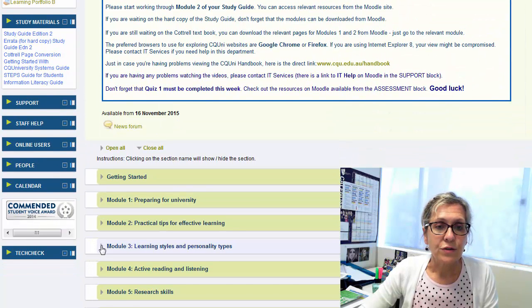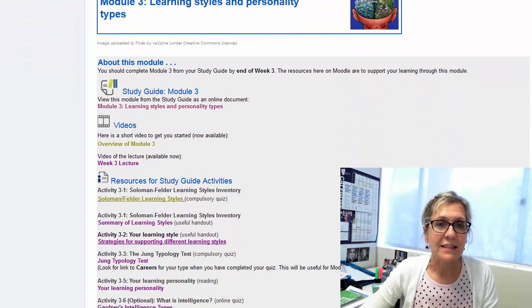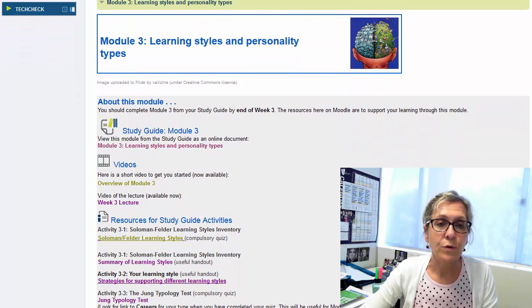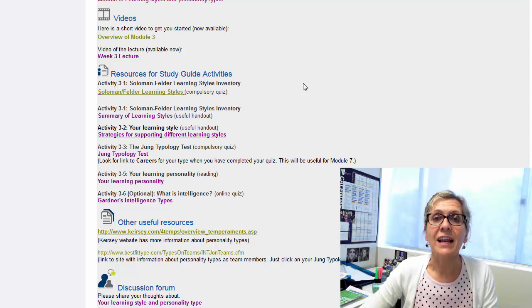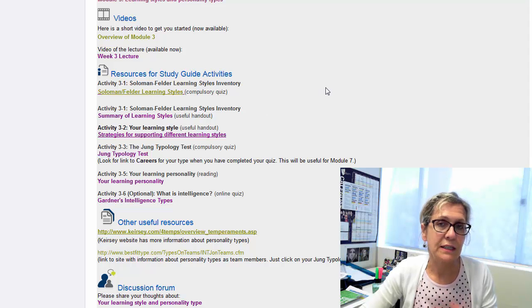So if we go to Module 3, we'll see that the setup is similar as before. You can access your study guide module there online. Now, if we go to the resources for the study guide activities, this will lead us to those particular profiling tools that you will need to complete in order to get through this module. So the first is the Solomon-Felder Learning Styles Inventory, and the second is a Jung Typology Test. So they're the two really critical parts of this.